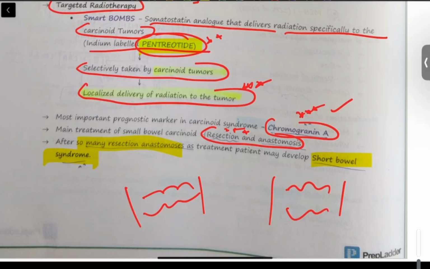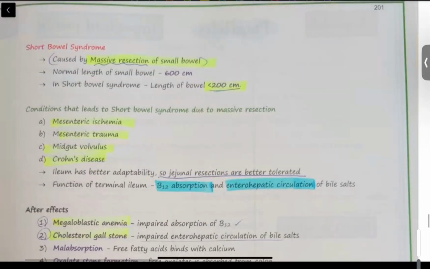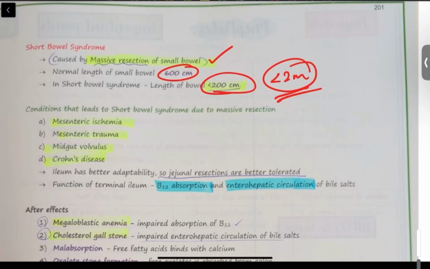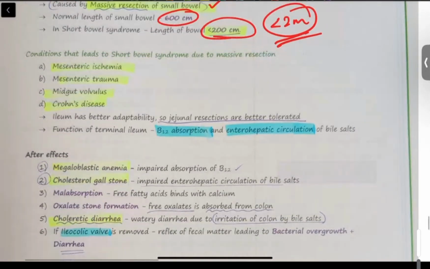So basically the entire bowel is about 6 meters long. After repeated resection and anastomosis, there can be only 1 meter of bowel left, which will lead to short bowel syndrome. It is caused by massive resection of small bowel, normal length being 6 meters. If the length of the bowel is less than 2 meters, then we call it short bowel syndrome. Conditions that may lead to it due to massive resection are mesenteric ischemia, mesenteric trauma, midgut volvulus, Crohn's disease, and, as we just discussed, carcinoid.